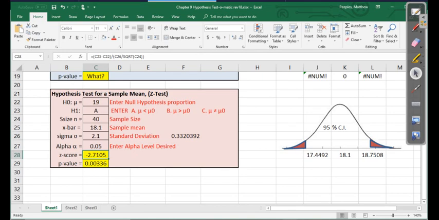Okay, so what does this tell us? Well, first of all, this tells us that our z-score here is negative 2.75. So if we're using our standard deviation, what we're saying is that the z-score represents the test statistic. And so our test statistic here, our critical value, would be negative 2.7. And the p-value that we get is 0.00336.